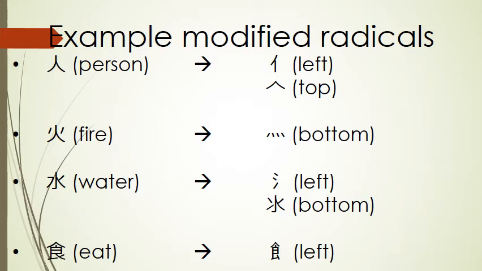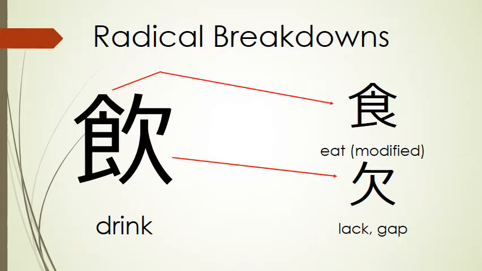This is not an exhaustive list at all, but I just want to introduce you to that concept that there are some radicals that actually do change their appearance somewhat if they are used in different places on a kanji. And looking at some radical breakdowns, first we're going to look at that kanji I just mentioned, the kanji for drink. This includes 2 radicals. First is our radical for eat, which has been modified, and then is our radical for lack or gap.